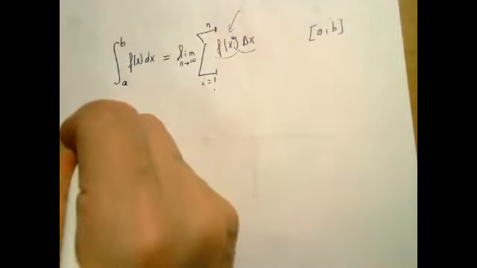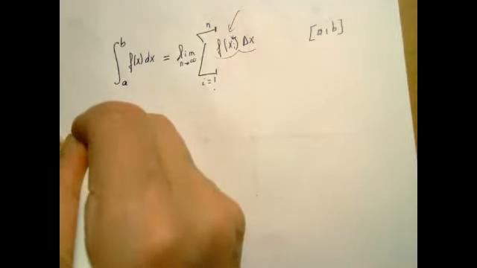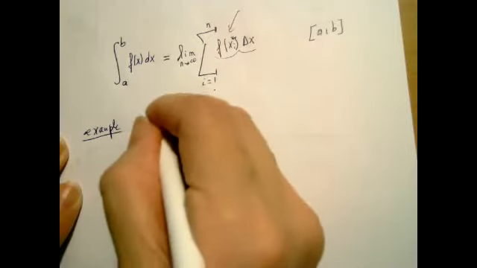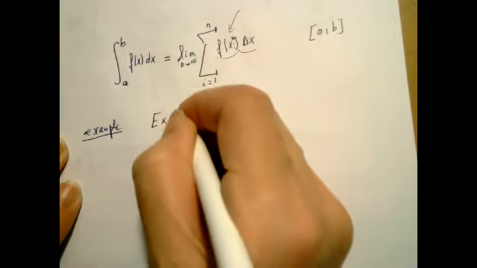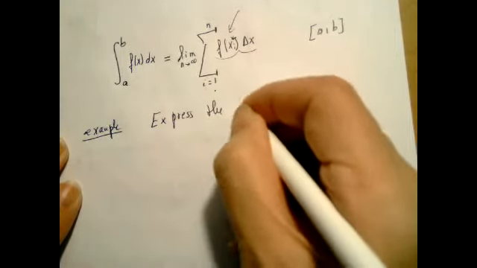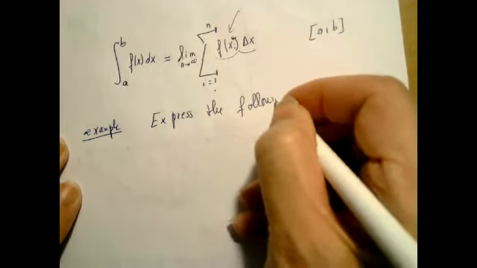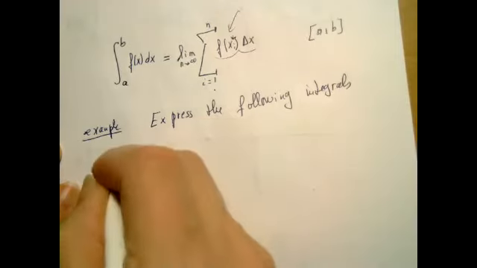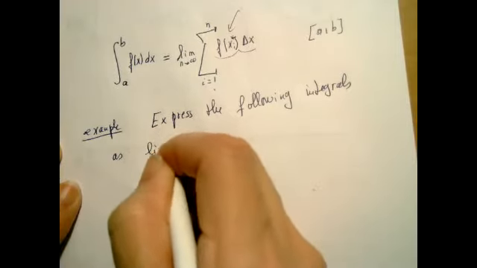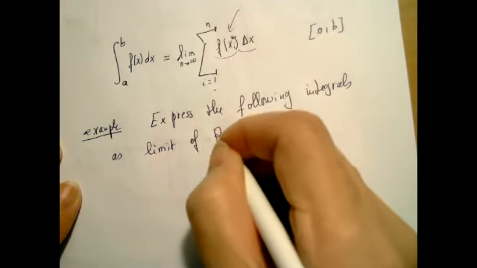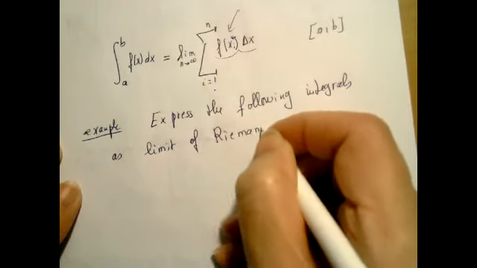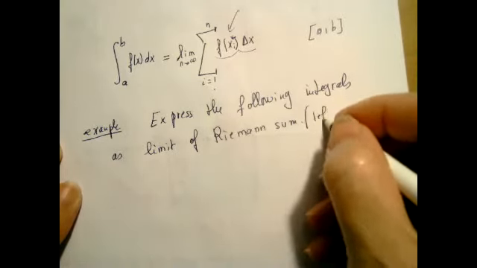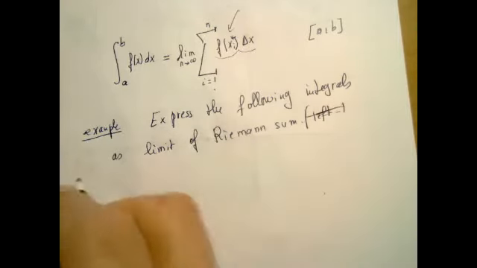So for example, I want to write a function. Example 1. Express the following integrals as a limit of Riemann sums. Pick the one you want. So let us say it's the limit of left Riemann sums. Actually, yeah, left Riemann sums.